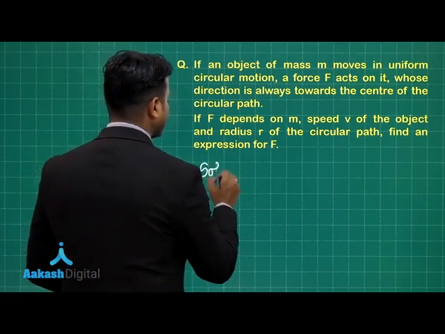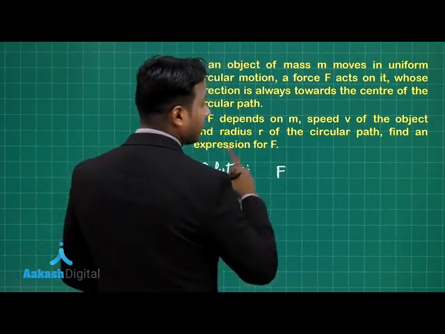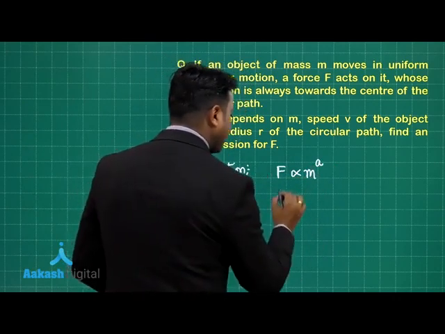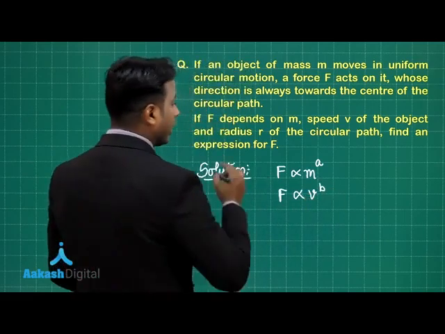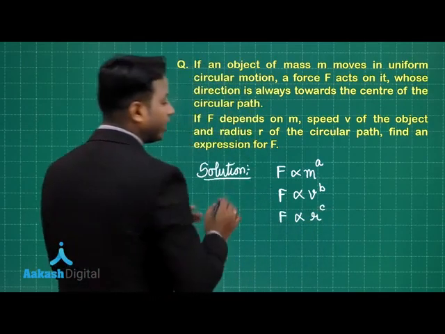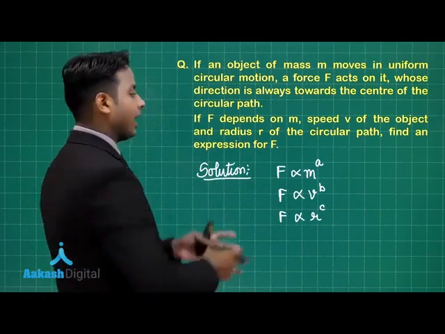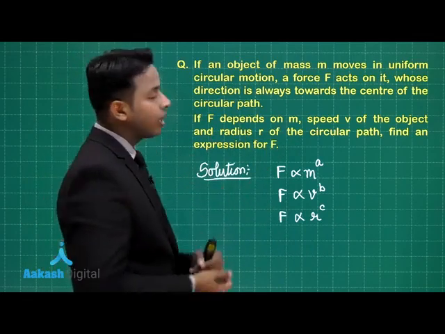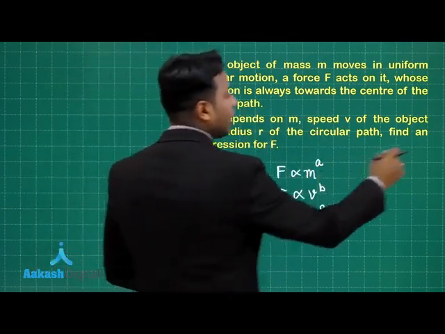Now in this question, it is mentioned that the force acting on the system depends upon mass. So we can assume that force is directly proportional to mass to the power a, and along with that we can imagine that force is directly proportional to velocity to the power b, and force is directly proportional to radius to the power c. Now the values a, b, c are all unknown to us, and if we are able to find them, we can deduce the expression of force which contains mass, speed and radius of the circular path. Now how to proceed with that?